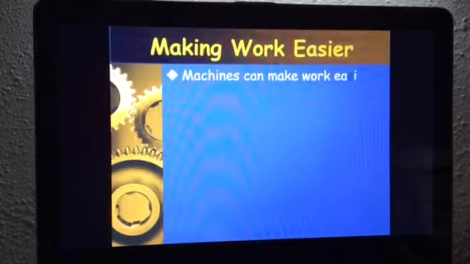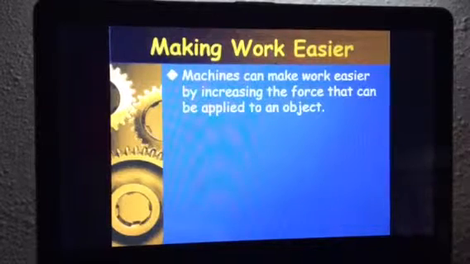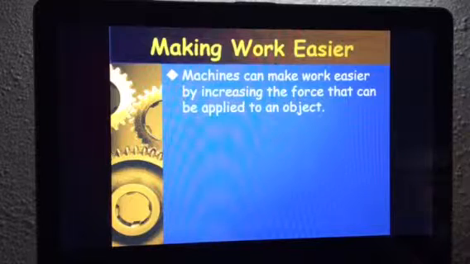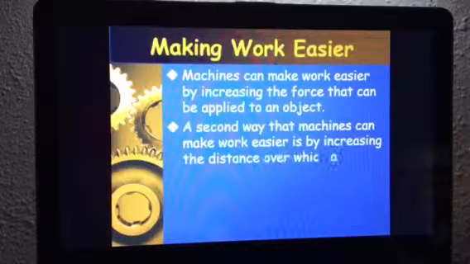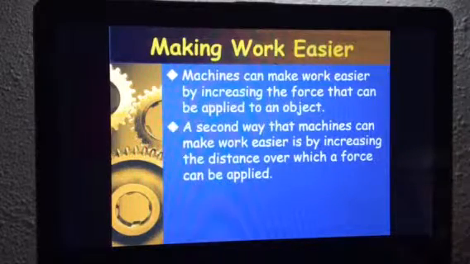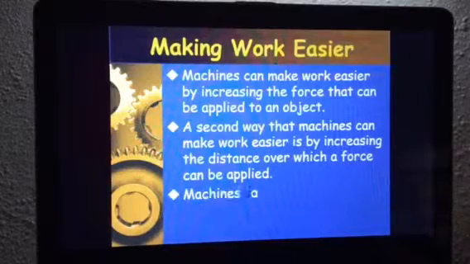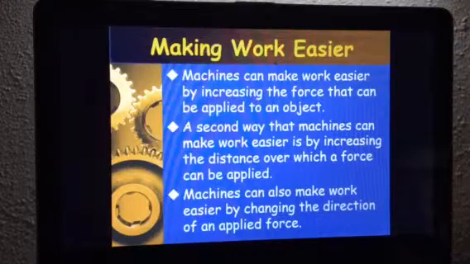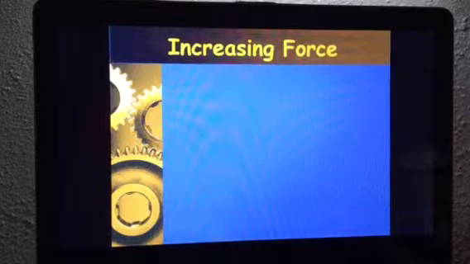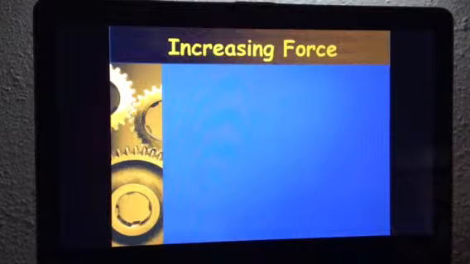A machine can make work easier by increasing the force that you can apply to an object, which means you can do more work with less force. The second way a machine can make work easier is by increasing the distance over which the force is applied, such as in a lever or using a ramp. Machines can also make work easier by changing the direction of the force you apply. If you use something like a crowbar, you can push down on a lid and pop it. You're applying force in a downward direction, but the force applied to the lid is upward.